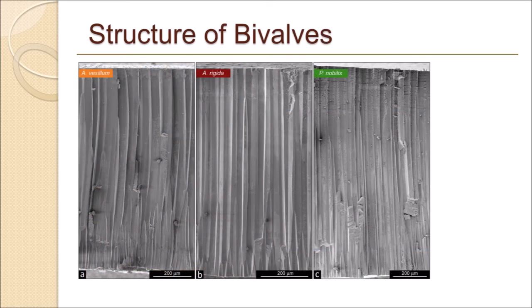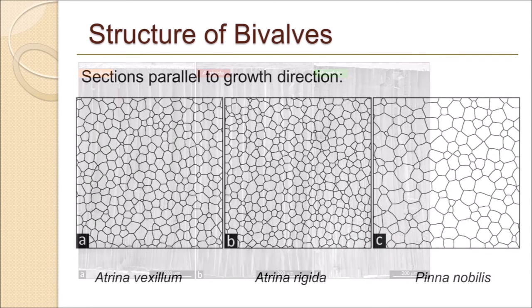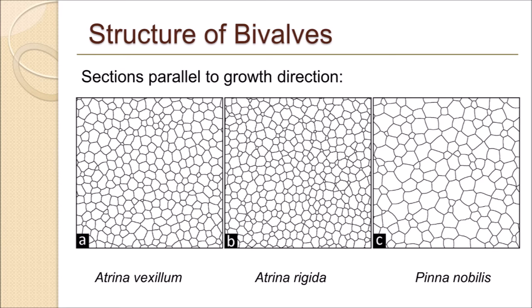As you can see here, a prismatic ultrastructure was found in these three studied species from the Pinnidae family, Atrina vexillum, Atrina rigida, and Pinna nobilis. Now, the first question when we look at those columns is, what does the structure look like in sections perpendicular to the growth direction? And the result is really interesting. It looks exactly like polyhedral microstructures in metals, alloys, or even soap foam. And we know from material science that we have multiple ways of analysis. However, the second question then is, does it matter where we do the sectioning?